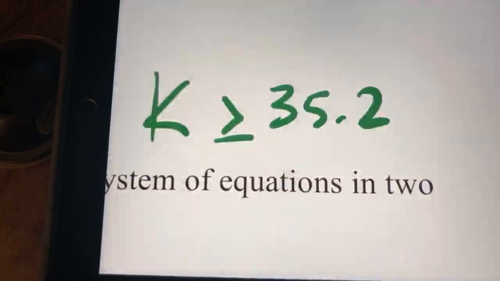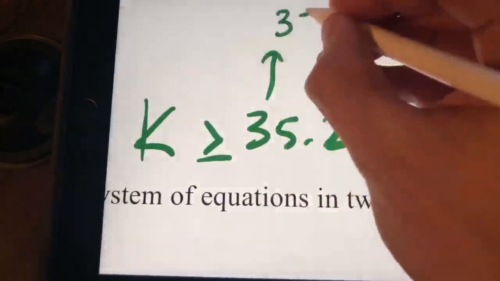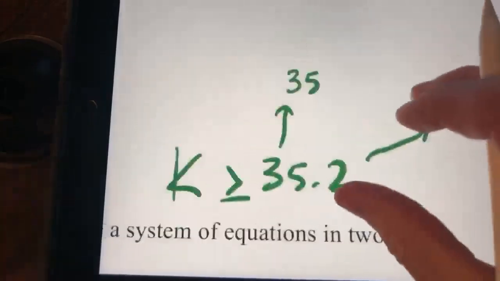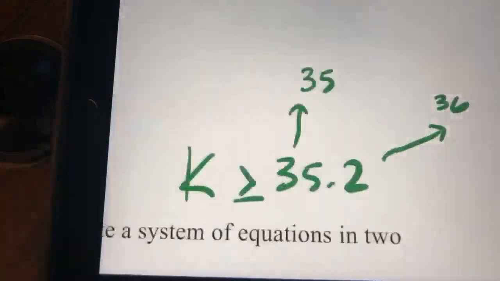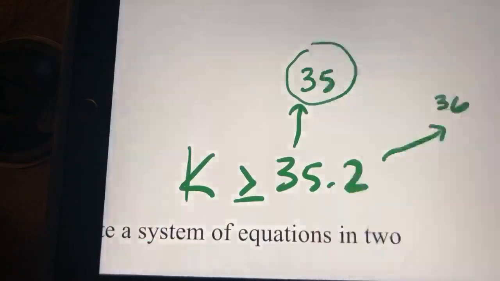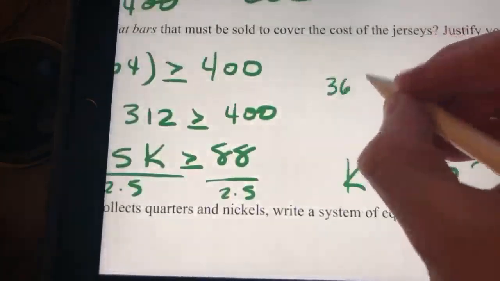Obviously, we can't sell decimal packages of candies. So do we want to say 35, or do we want to answer it as 36? Let's go through the thought process here. This is saying K is greater than or equal to 35.2. So if I say 35, I'm not going to be accomplishing that goal. So even though mathematically it doesn't round, our answer here is actually 36 KitKats.